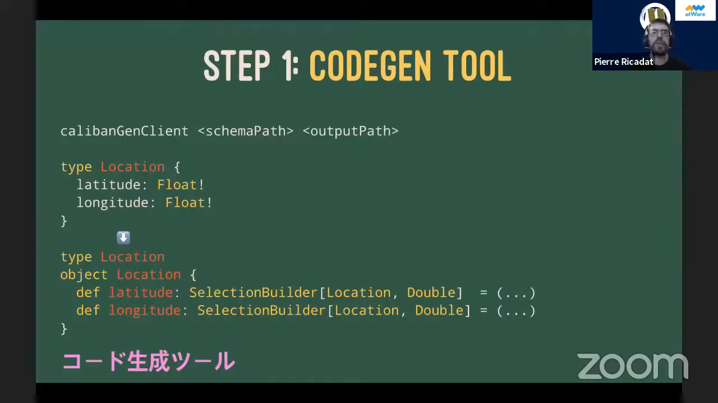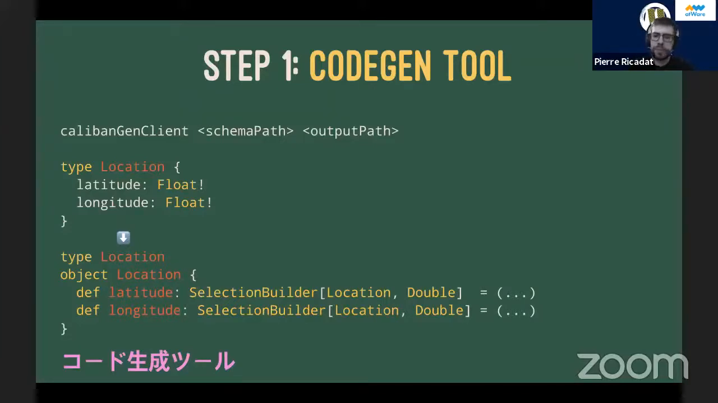The first step is code generation. There is also an SBT plugin for that. You run that SBT command and give the path to the GraphQL schema. It can be online or it can be a file. And then it will generate some code for you to make it easy to write queries.